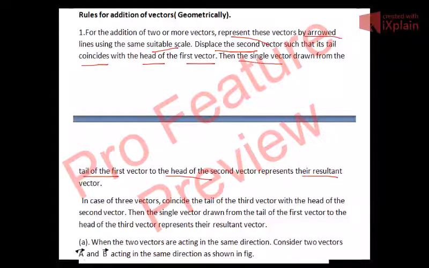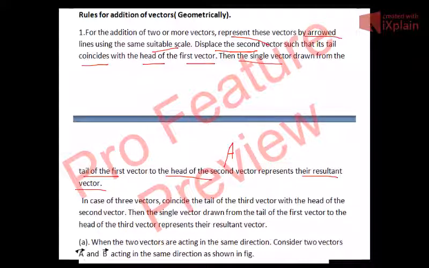Now if you are asked to add two vectors, you have to draw a first vector, suppose A, then draw the second vector using the same suitable scale, B. Then displace the vector B such that its tail coincides with the head of the vector A. Then draw a single line from the tail of the vector A to the head of the vector B, and you will get a resultant vector.